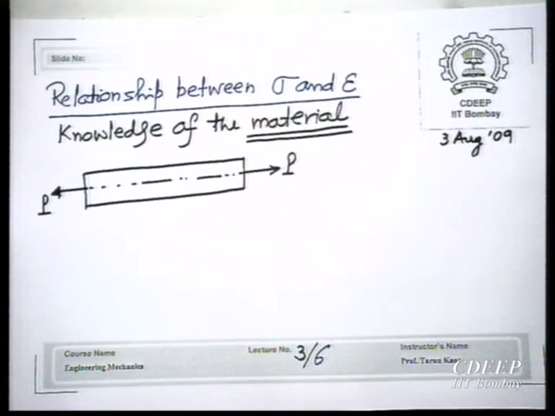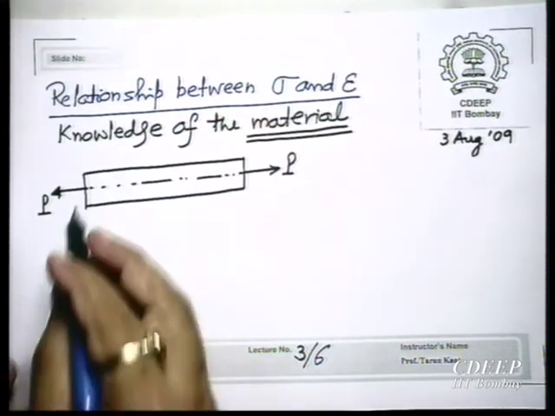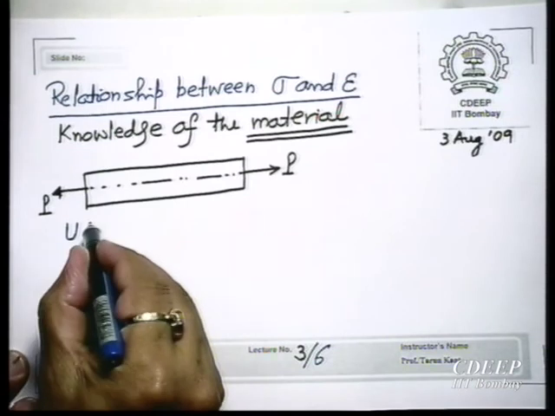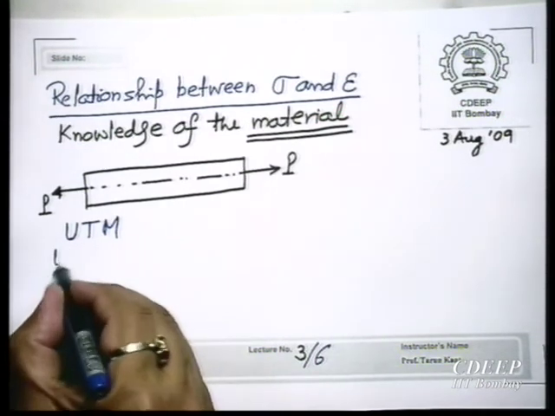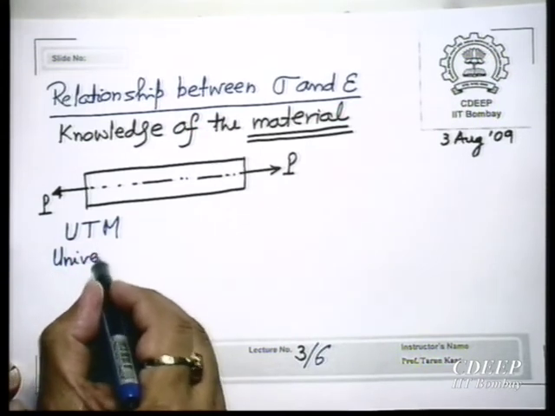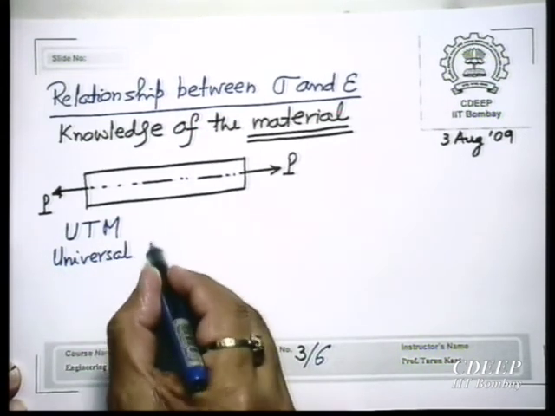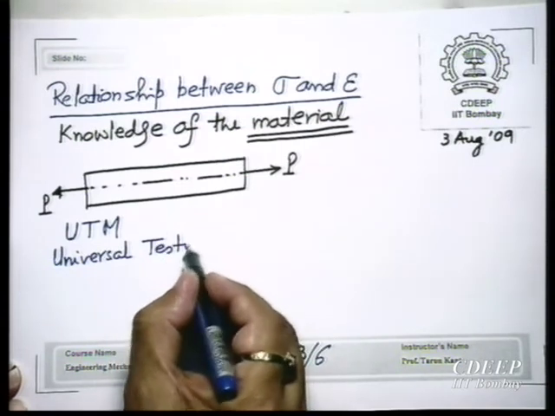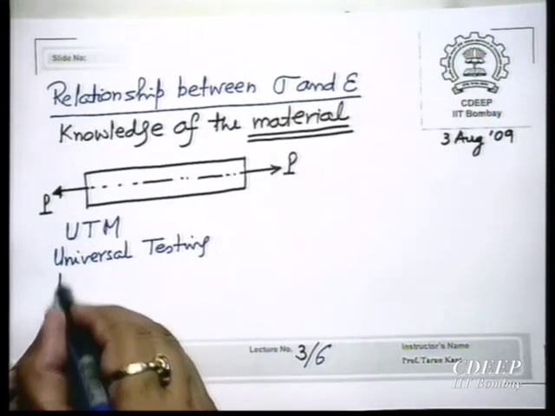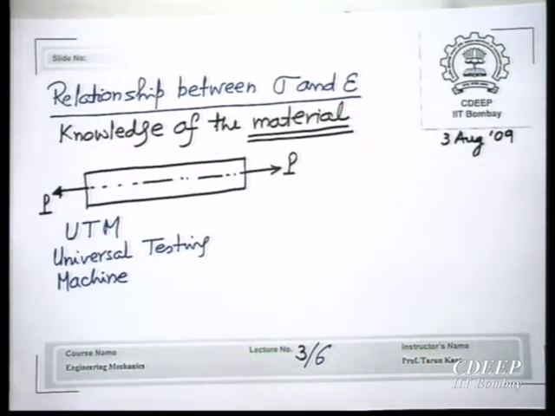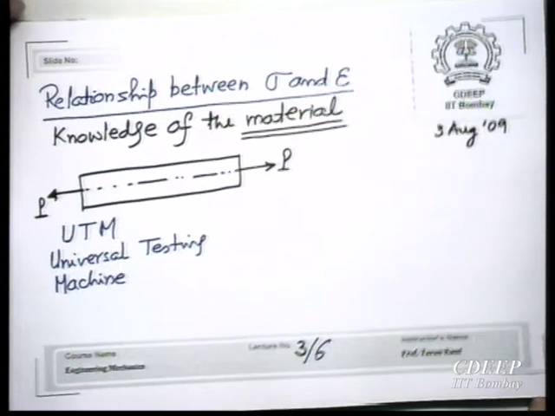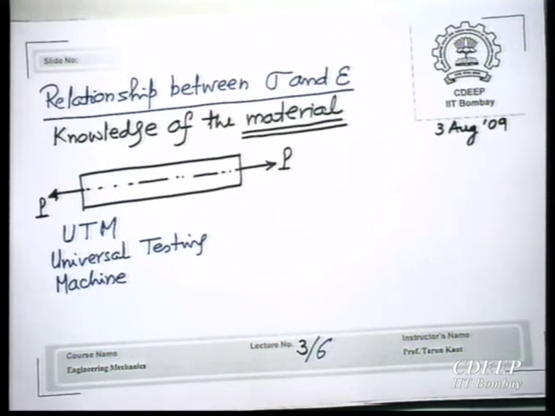So, what is normally done? We have a machine called UTM, Universal Testing Machine. The name is universal, so many other types of tests also can be conducted on this machine, but the most common is the tensile test.